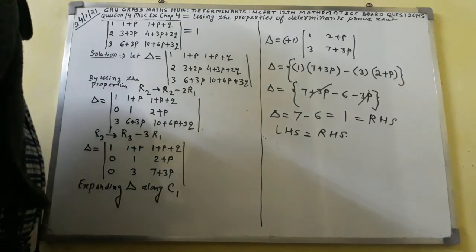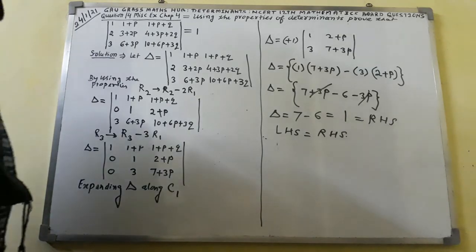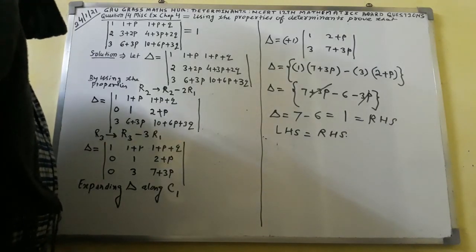This is the proper explanation and solution of question number 14, miscellaneous exercise chapter 4, determinants, NCERT 12 mathematics.